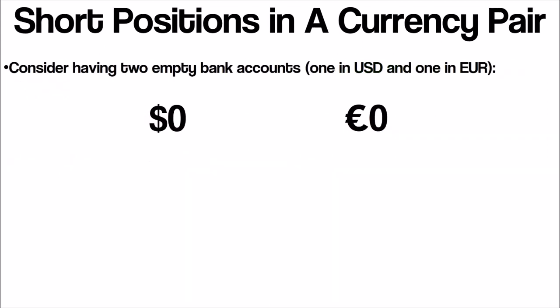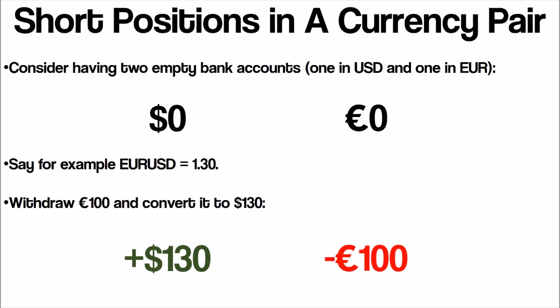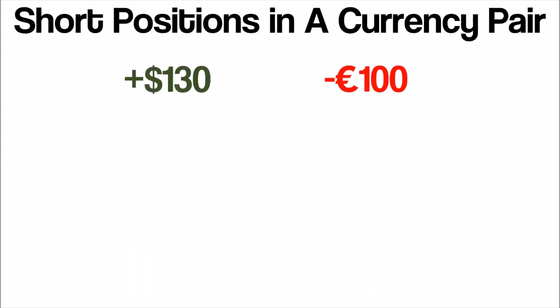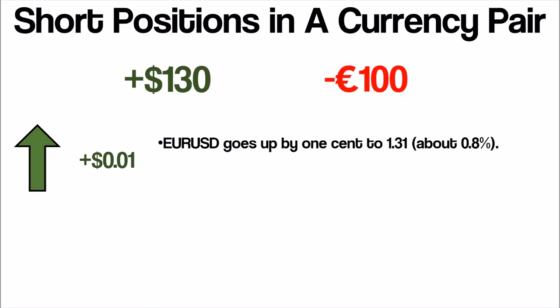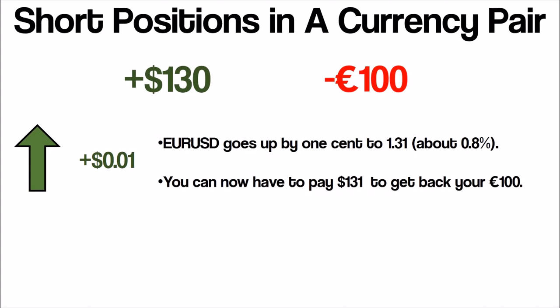Okay, so let's consider a short position, which is very similar. So you have your two empty bank accounts, and let's say euro dollar is once again 1.3. And in this case, we withdraw 100 euros and we convert it to US dollars at the exchange rate of 1.3 euro dollar. So we take $130 from the trade and put it into our US dollar based account. So this is the bank account position. And let's say, for example, euro dollar goes up by 1 cent again, which is about 0.8%. So if this is the situation, we now have to pay $131 to get back these 100 euros we sold. So what that means is we're going to be left overdrawn $1 in our US dollar account.